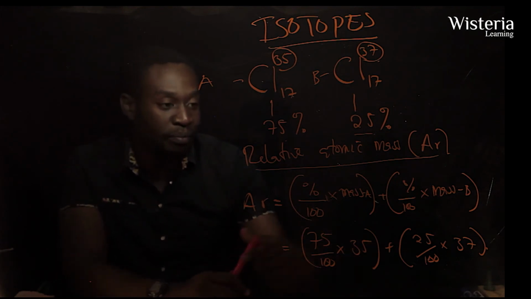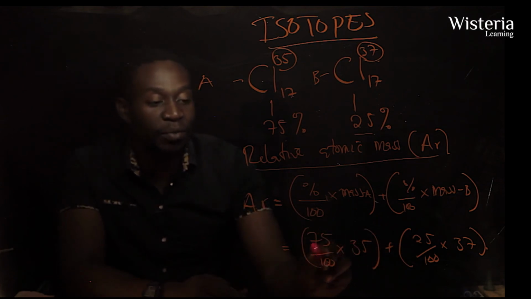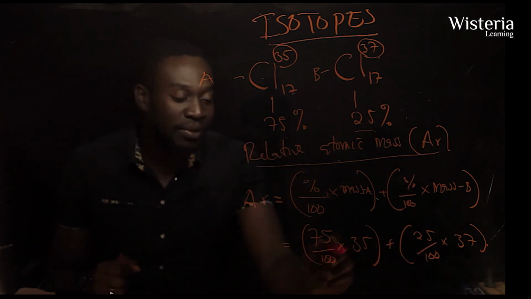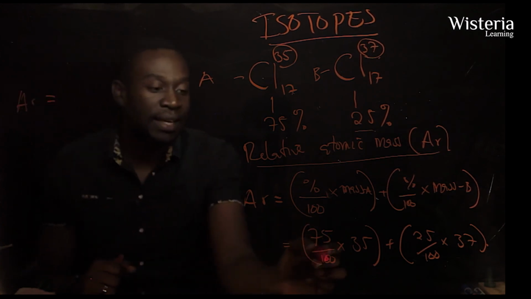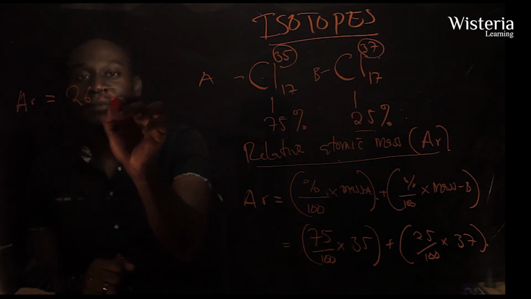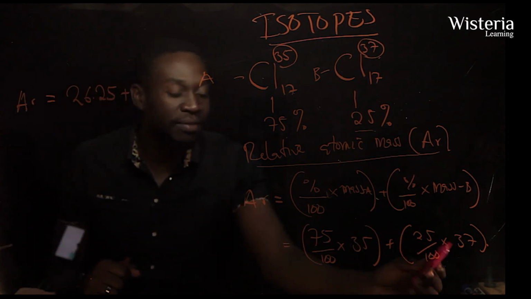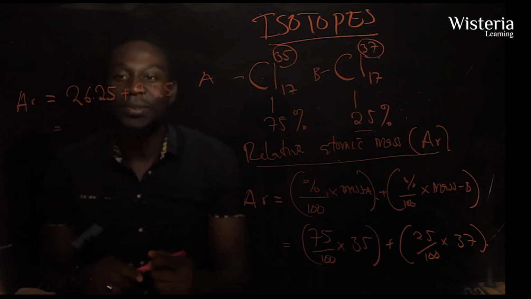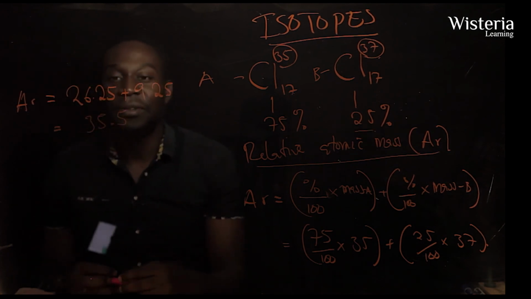So when you do this, now we just do simple mathematics here. You can either divide, then multiply, or multiply, then divide, you still get the same answer. So the first part, when you divide 100 into 75 and multiply by 35, we'll get 26.25. Then you add, when you do for this one, you divide 100 into 25, multiply by 37, you get 9.25. Then when you add the two, you're supposed to get 35.5, which is the atomic mass for chlorine.